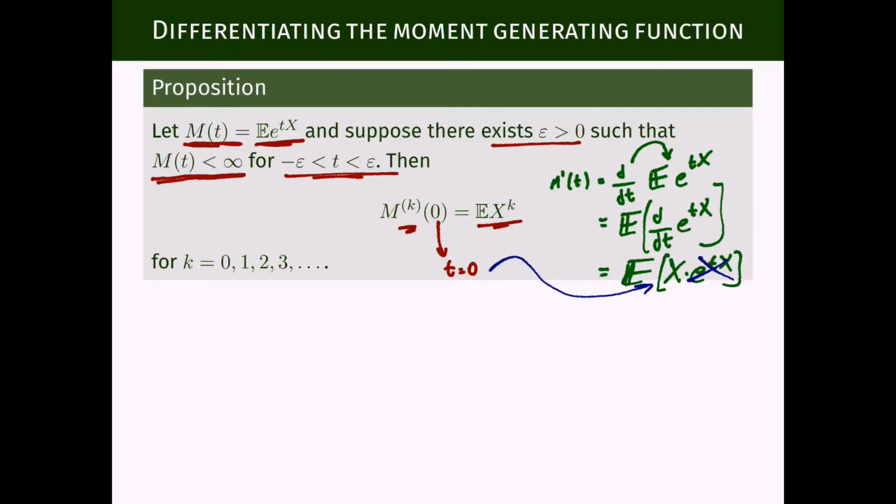And we can do the same for the first derivative, second derivative, and so on. This is a known proof of the proposition, but it's actually the core of the proof. The core of the proof is to justify this step here.